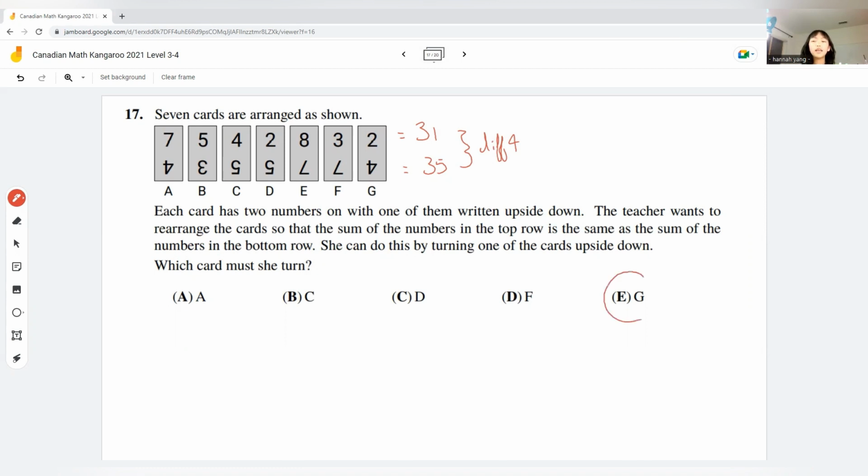And so the answer would be E, or card G, because as you can notice, out of all the options, card G is the only one where between the top and bottom number, there's a difference of 2. So G would be your correct answer.